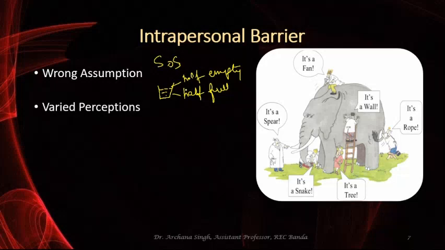Half empty means they have a negative tendency, they are pessimistic people. Half full means they have a positive approach and they are optimistic people. So varied people have a varied perception. The best way to overcome this barrier is to step back and take a wider perspective of the issue.